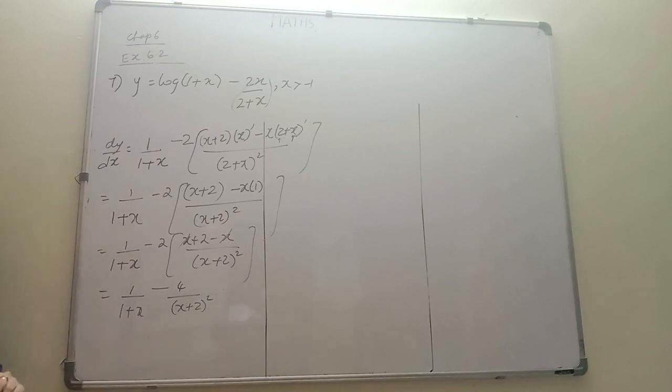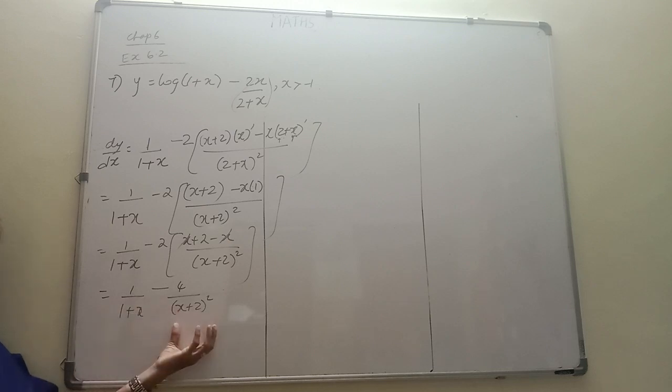Since we have to show that this function is increasing whenever x is greater than minus 1, we need to show that this term is positive. So for that, let's further work on it. And we know here the denominator is x plus 1. Here the denominator is x plus 2 the whole squared.